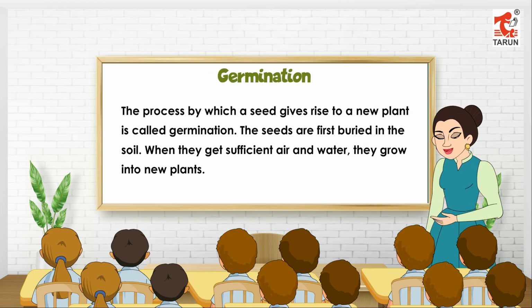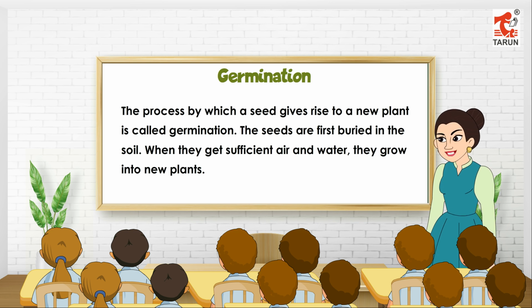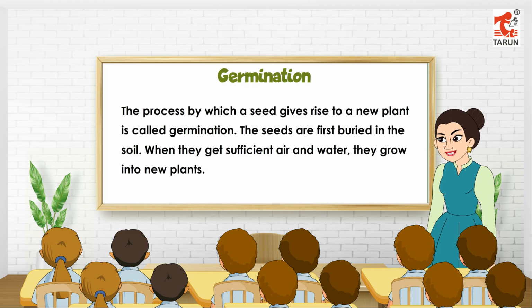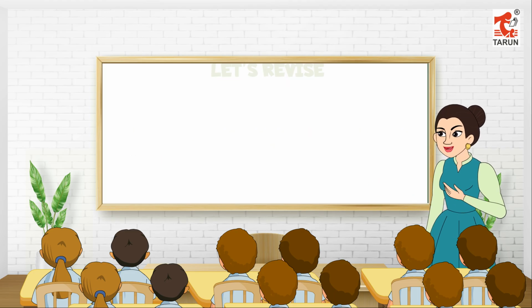Germination. The process by which a seed gives rise to a new plant is called germination. The seeds are first buried in the soil. When they get sufficient air and water, they grow into new plants.